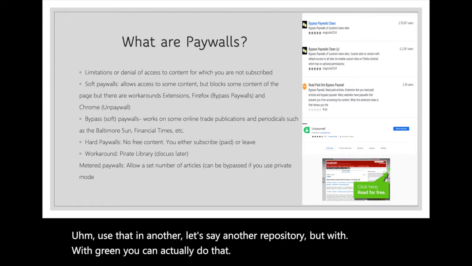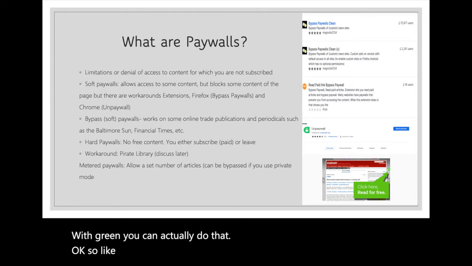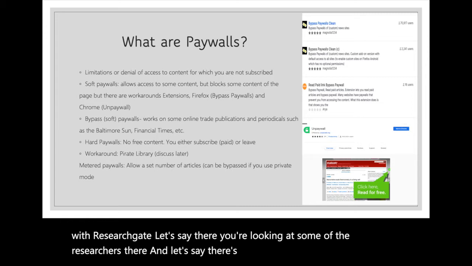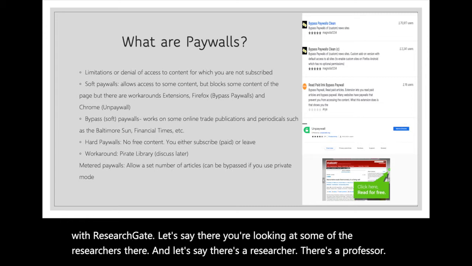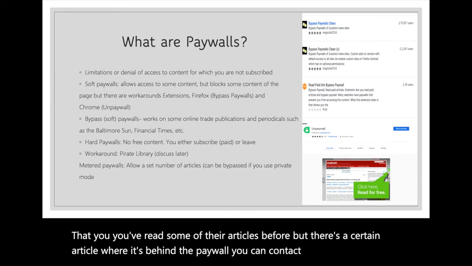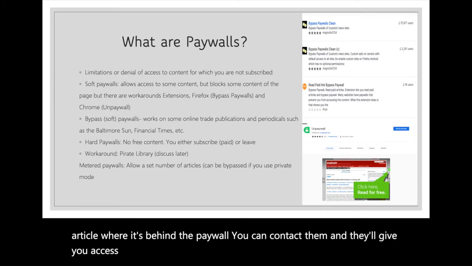Like ResearchGate, which is another, if you're doing research, you sign up with ResearchGate. Let's say you're looking at some of the researchers there, and there's a professor that you like. You've read some of their articles before, but there's a certain article that's behind the paywall. You can contact them, and they'll give you access to it. So that's an example. But I'll talk about pirate libraries in the next slide.